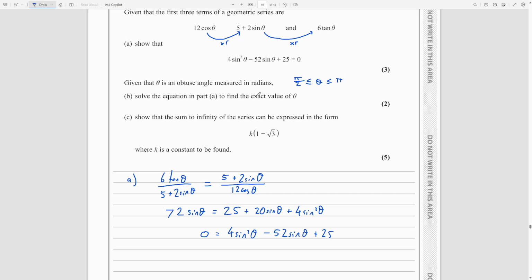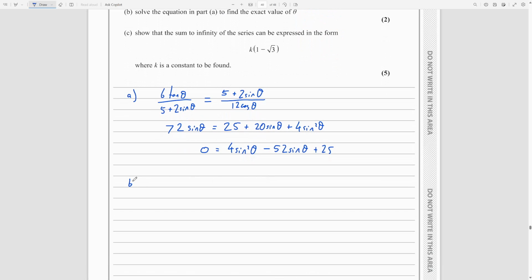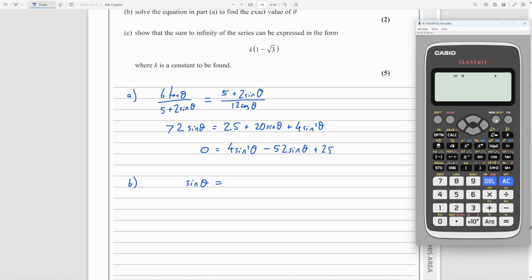Solve the equation to find the exact value of theta. Okay, well, I'm going to want to solve this equation. I definitely just do that sort of thing with my calculator, so I can pretty much just go straight from that to solving it. Here's how. Go to Menu, Equation Solver, Polynomial, degree 2, and it's 4x squared, let x equal sine theta, basically, minus 52x plus 25.